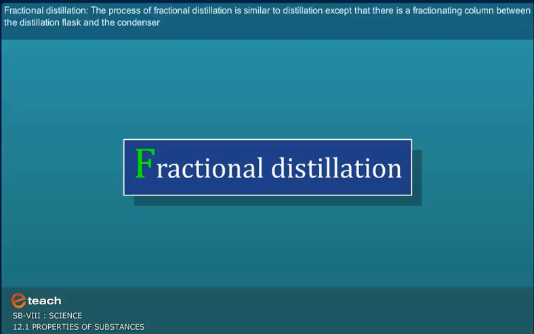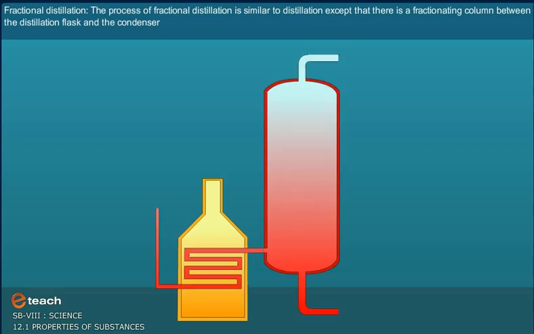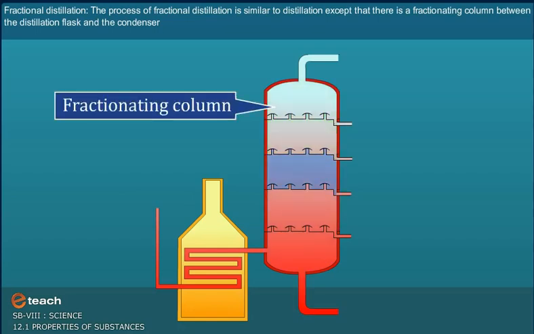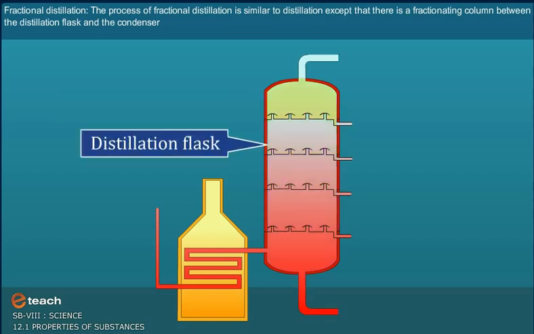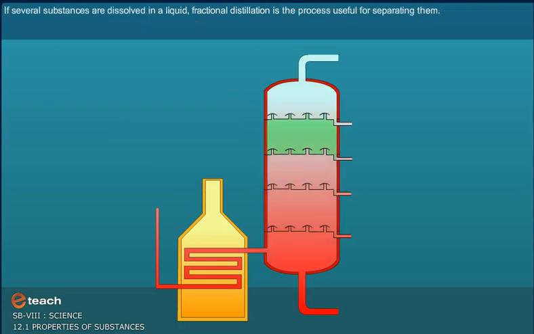Fractional distillation. The process of fractional distillation is similar to distillation except that there is a fractionating column between the distillation flask and the condenser. If several substances are dissolved in a liquid, fractional distillation is the process useful for separating them.